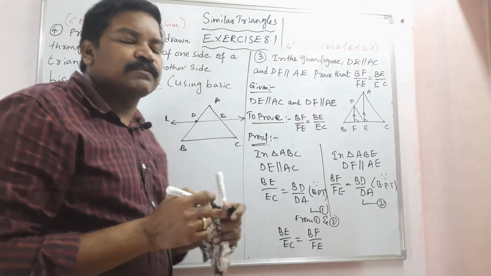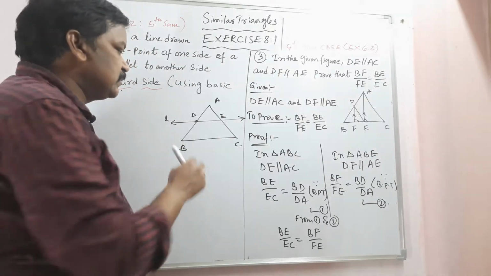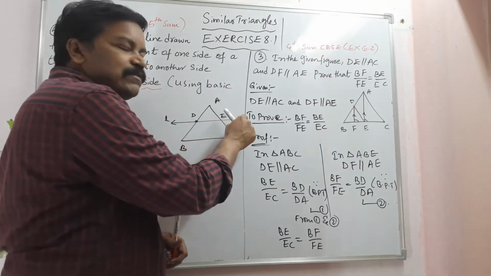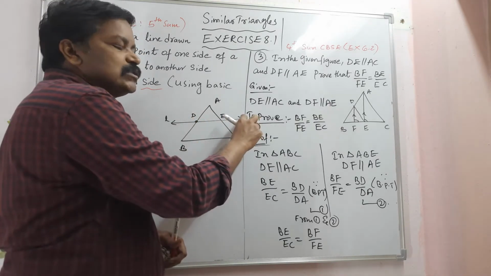See, in 9th class, if you go back, how did we prove this theorem? Do you remember that? We produced this DE to F such that BD is equal to CF.